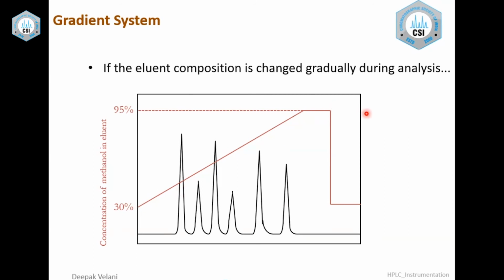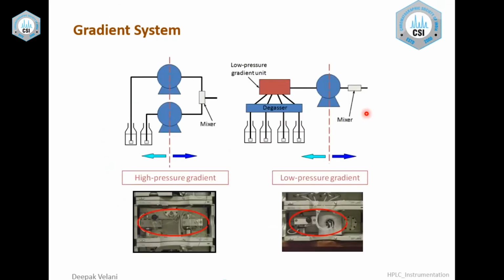So this is something which happens with very good effective separation with the lowest possible runtime. What we were talking about was the high pressure gradient and the low pressure gradient. In high pressure gradient, you have multiple pumps. Each pump is taking a single solvent and mixing after the pump. So this is a duplication of two isocratic systems, and mixing is happening after the pump, and that's why after the pump it's a high pressure zone. That's why it is called high pressure gradient.